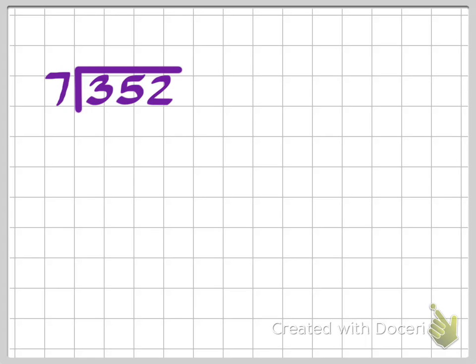Alright, let's try another practice problem. You have 352 divided by 7. Go ahead and pause me, work it out, and then come on back to check your work. Alright, so hopefully you've paused it and now you're checking your work. The first thing you would do is go ahead and put the R for remainder to remind yourself that if there's a remainder to bring it up. And then you ask yourself, how many times does 7 go into 3? And that would be 0.